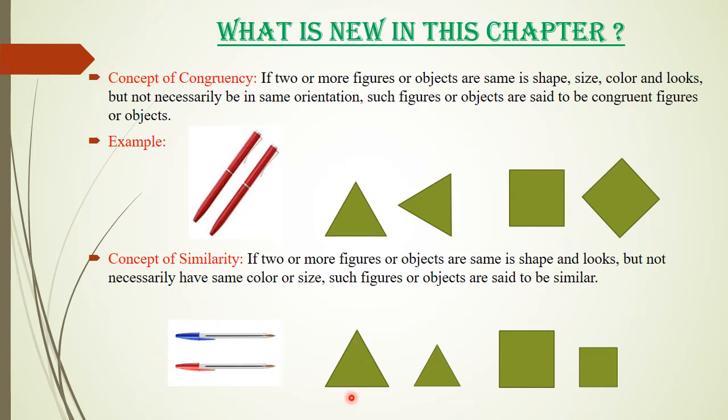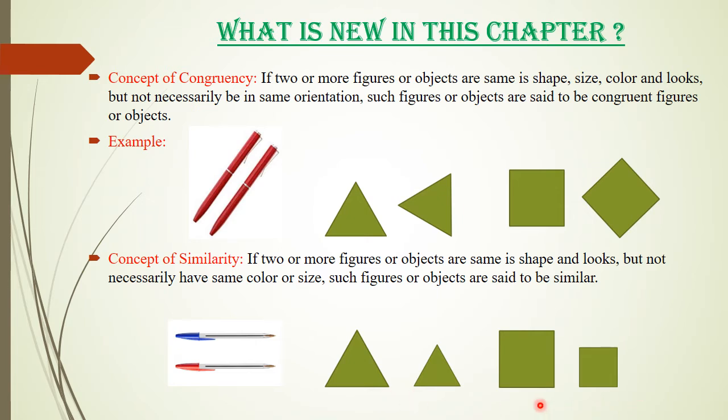Similarly, if I consider two figures here, you can see two triangles I have considered. First triangle is very big and second triangle is small compared to the first triangle, but you can see that their shape is same and looks are also same, but their size is different. Therefore this is going to be an example of similar figures.